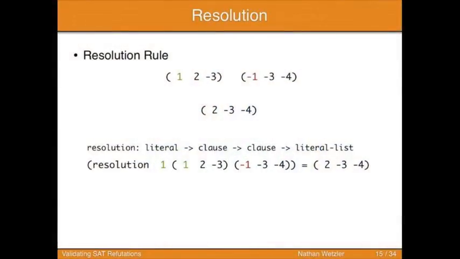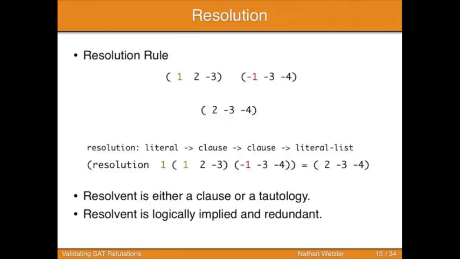So this is how we represent it in our model. Notice I take two clauses and a literal on which we're going to resolve. In some definitions of resolution, you just take two clauses and you get a new clause back, but here we're a little bit more explicit. We give the actual literal to our function that we're going to perform resolution on. Again, the result of this is called a resolvent, and the resolvent can either be a clause or a tautology in our model. The resolvent is logically implied, and it's redundant with respect to the two clauses that are in a formula.